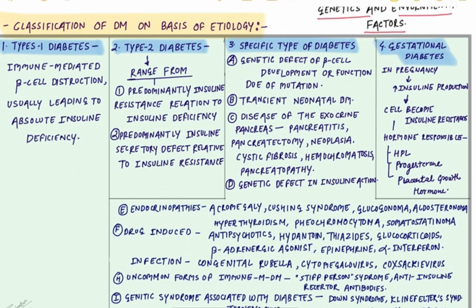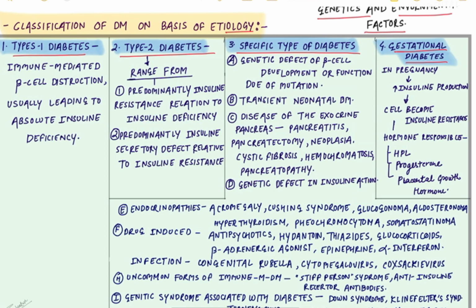Harrison classification of diabetes mellitus on the basis of etiology. Number 1 is type 1 diabetes. Number 2 is type 2 diabetes. Number 3 is specific types of diabetes. Number 4 is gestational diabetes.